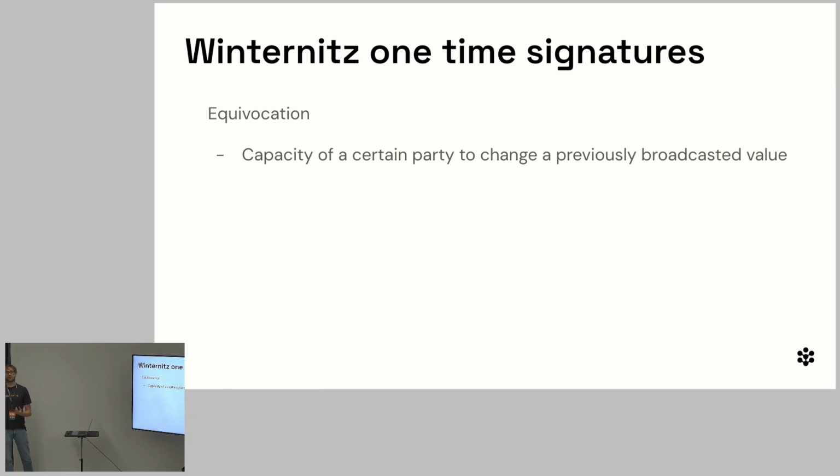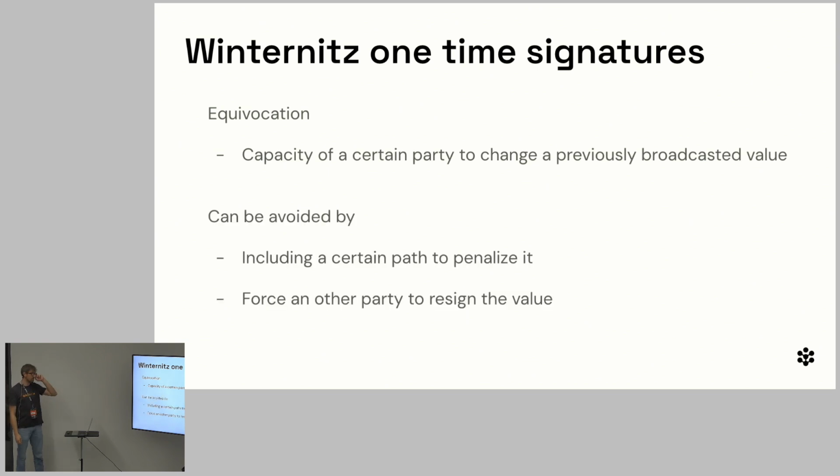The counterparty will not be able to change the value, but what if this value needs to be presented again from the party that published it the first time? Since this party knows all the private keys, it could, technically, change the value. So to work around this, we have 2 possible solutions to avoid it. That is, include a certain path to penalize it. And this is called equivocation.